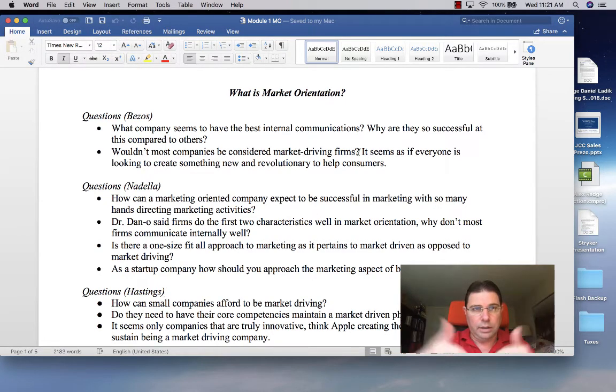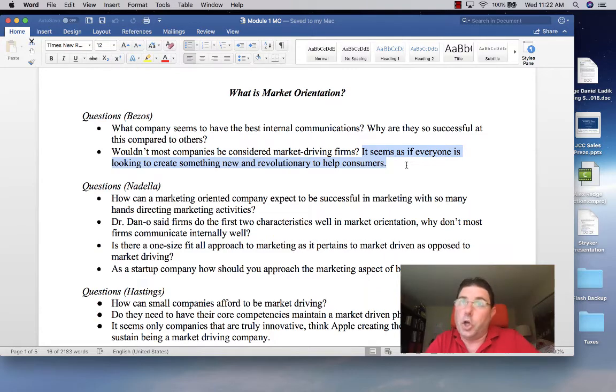Outside in. Wouldn't most companies be considered market-driving firms? No. As a matter of fact, both the second article and me telling you right now, I would be surprised if 2 out of 10 are market-driving firms. It seems everybody's looking to create something new and revolutionary to help customers. Well, sure they are. But take any industry. Let's take the auto industry. Buick. Are they market driving? No, they are not. Lincoln? No. Ford's not, other than maybe trucks. Chevy's not. There are some exceptions here and there, but not really.